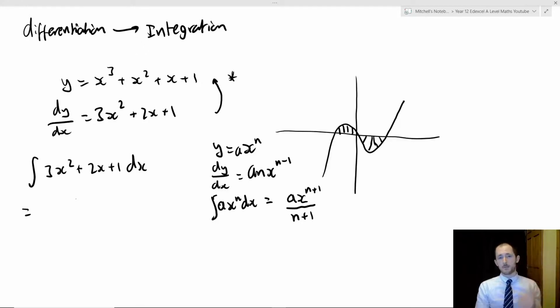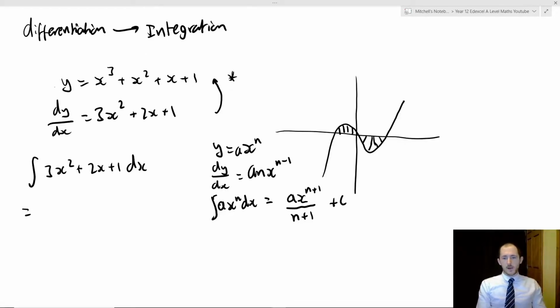Instead of bringing the power forward first, we bring it forward afterwards, and instead of multiplying by the power, we divide, and we add 1 to the power instead of take 1 away. Okay? And then at the end, we also have a plus c. And I'll show you why we have a plus c in a second. So we're integrating this dy by dx, and what we should get is y.